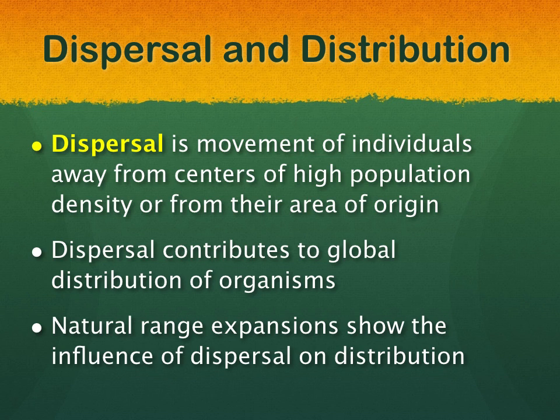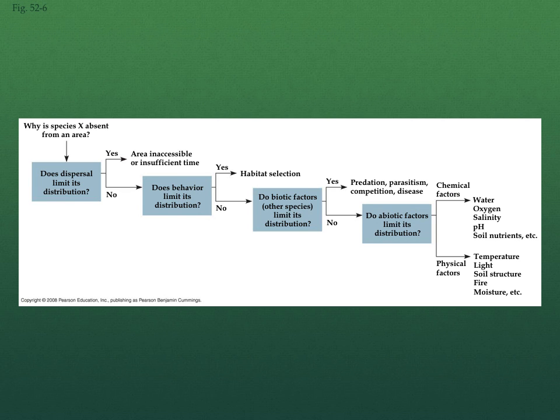The definition of dispersal is movement of individuals away from centers of high population to areas from their area of origin. So a good example of dispersal is if you take one of those dandelion flowers that have seeded and you blow on it and they go all over, that is a dispersal. It contributes to global distribution of organisms, and there are a lot of things that influence the dispersal or distribution of organisms. Here we're looking at a flow chart of factors that limit geographic distribution.